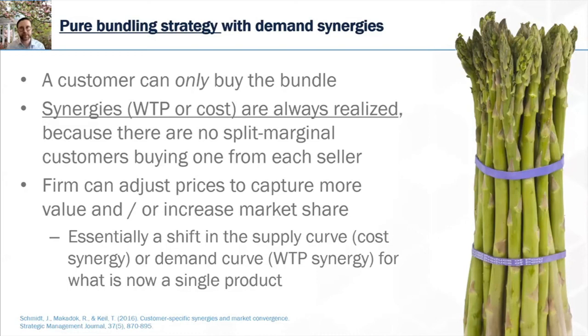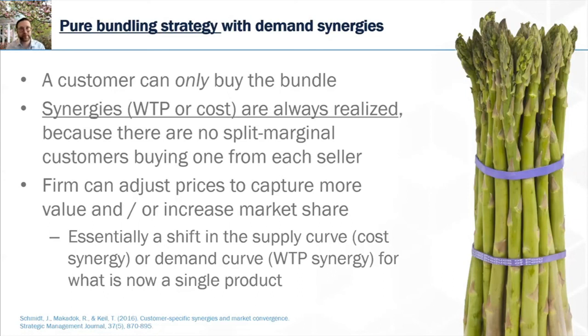In this case, synergies of either type, whether it's willingness to pay or cost, are always realized. There are no customers that are buying a phone from Apple and putting Android on it, or at least very few customers doing that. And also very few customers that would be buying a Samsung phone and installing the Apple operating system on that. I believe that would technically be illegal as well. So in this case, all synergies are realized, whether or not it's a willingness to pay synergy or a cost synergy. And when this happens, the products essentially become a single product.